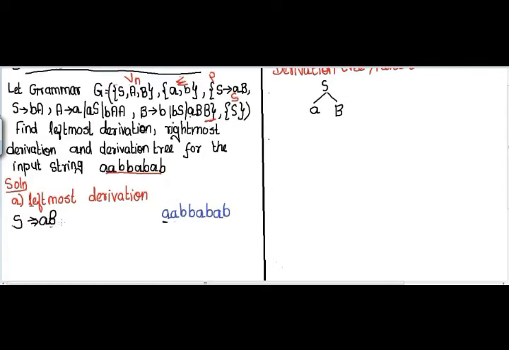So I have to check the B productions. I could find three B productions: B tends to b, B tends to bS, and B tends to aBB. Since I need my next input character as a, I have to choose the production B tends to aBB. So instead of B, I am going to substitute aBB, and I'll draw that in the parse tree as well.